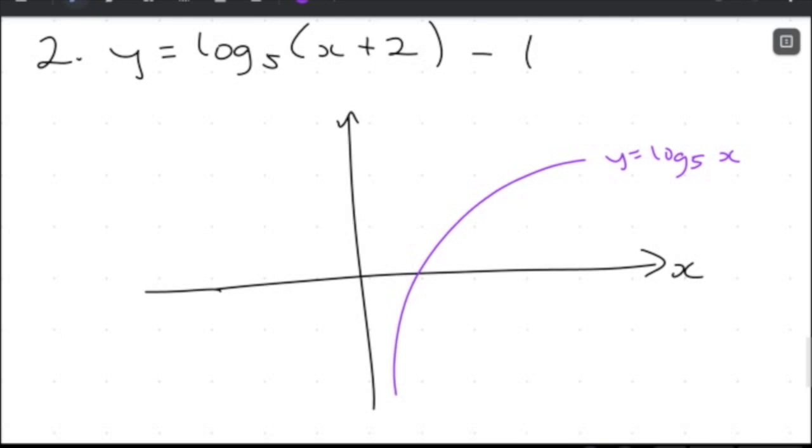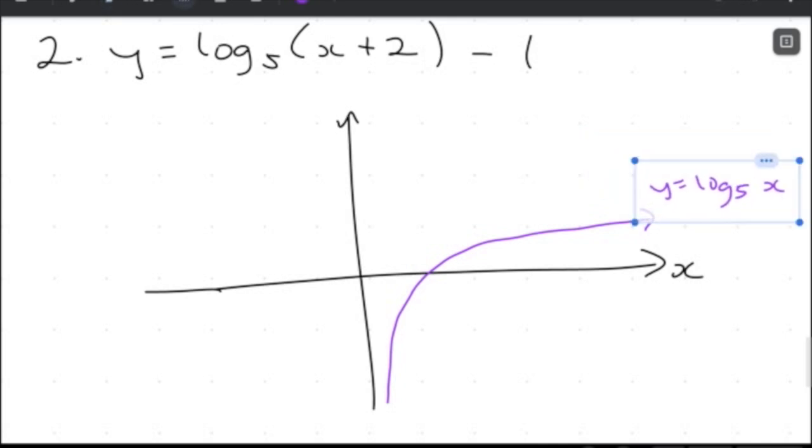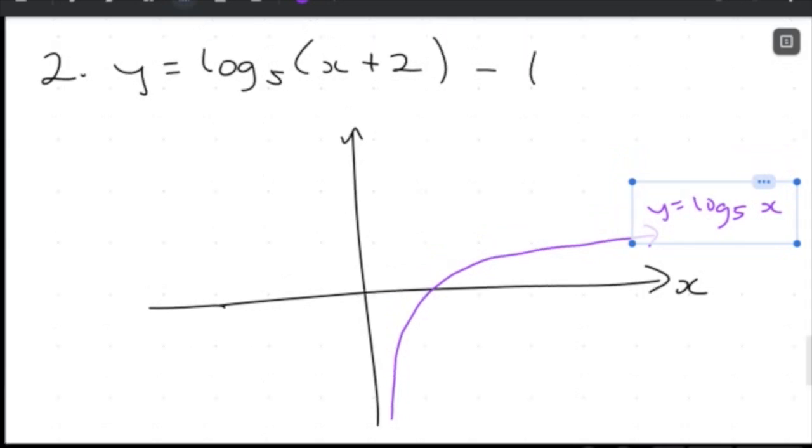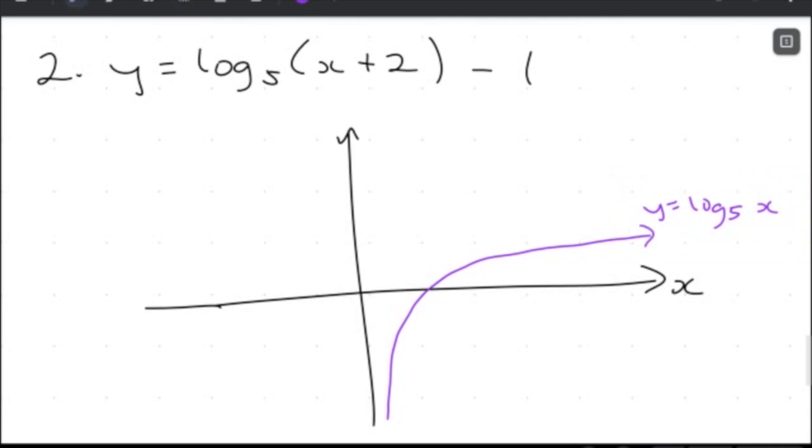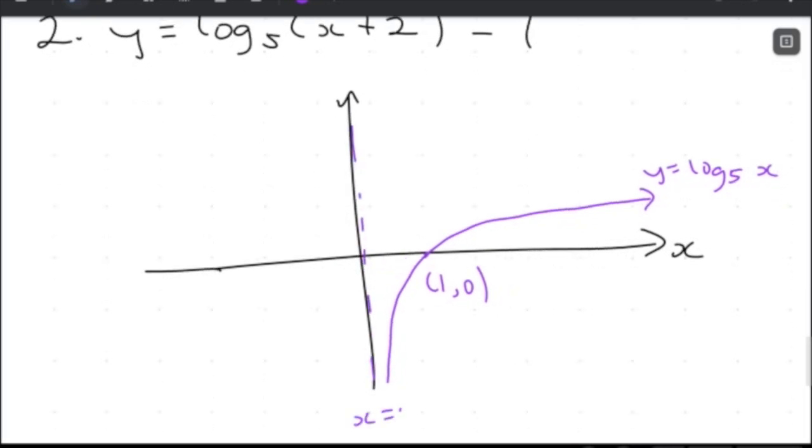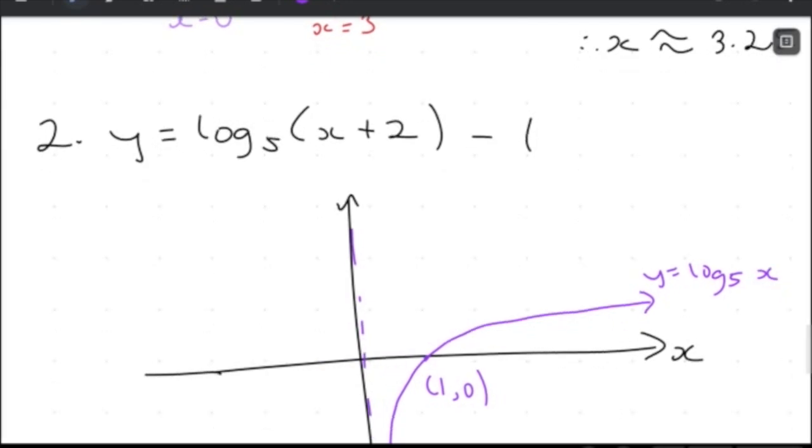And since this is log to the base 5, we'll probably want to make this a little bit steeper here, and then a bit more of a gentle increase up here, because remember in the previous videos we talked about the effect of this base number here. Now when you do these, you can also include a point of scale as well, but just for time's sake, I'm going to avoid doing that here. Alright, so we have this, and now we want to apply our transformations. So we've got this graph, we've got our intercept of 1, 0, and we still have our asymptote at x equals 0.